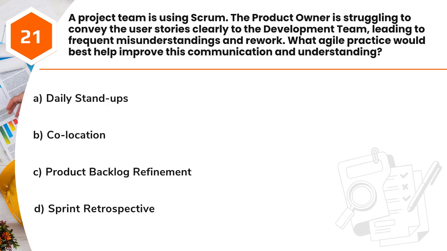Question 21. A project team is using Scrum. The product owner is struggling to convey the user stories clearly to the development team, leading to frequent misunderstandings and rework. What Agile practice would best help improve this communication and understanding? A. Daily stand-ups. B. Co-location. C. Product backlog refinement. D. Sprint retrospective.